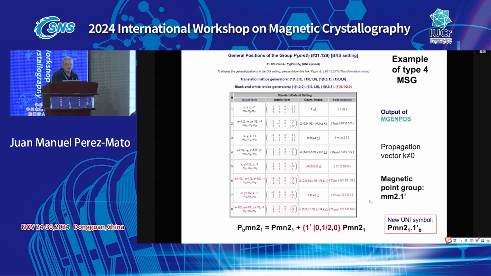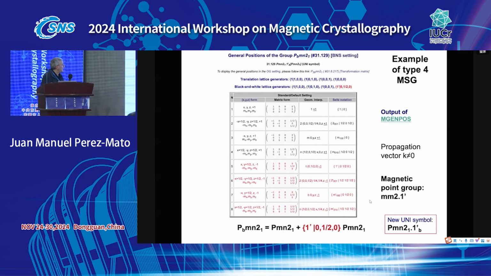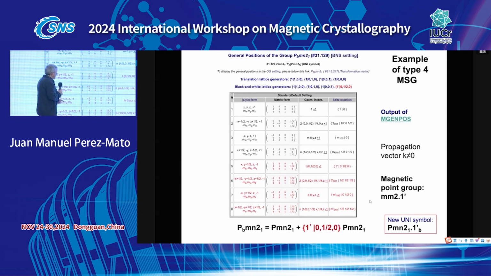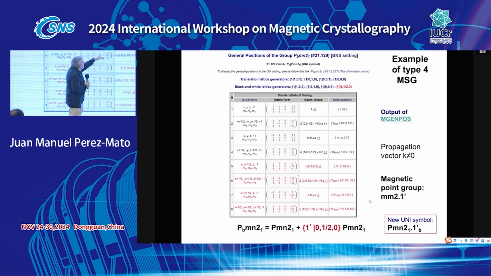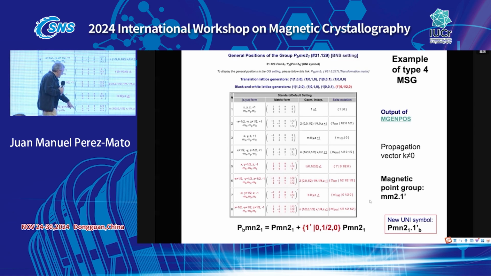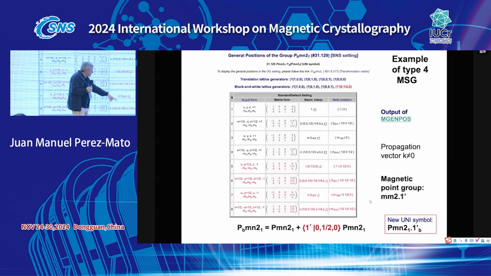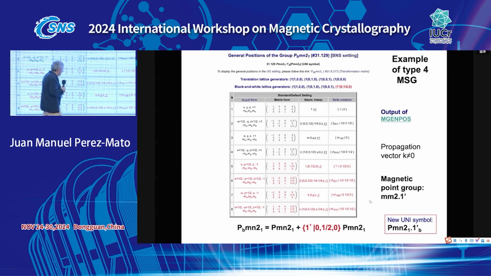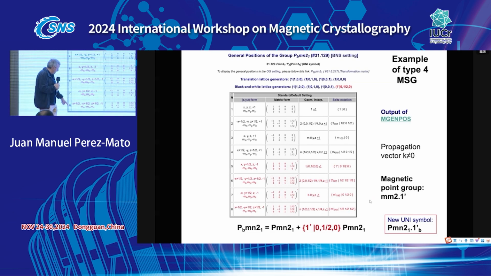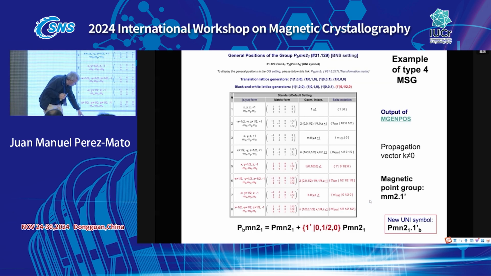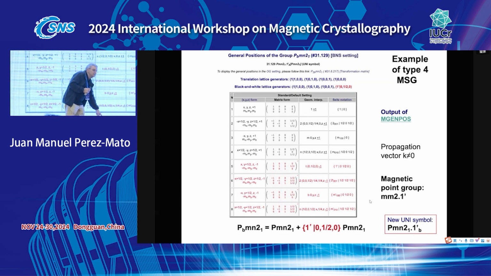Then this is the other one that we already saw. This is a type 4. A type 4, we said, is one that has an anti-translation, okay? So this is the group which is black, PMN21. And this one multiplied by an anti-translation, you get the new magnetic space group. And the magnetic space group in the old or traditional notation would be like this, PB. This B here indicates this anti-translation.